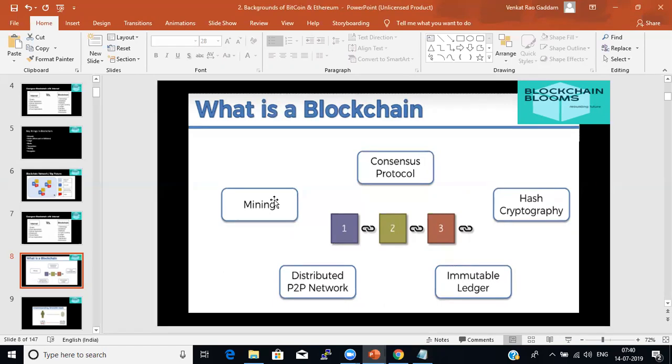We are talking about Bitcoin. In Bitcoin, the block creation time is about 10 minutes. In that 10 minutes, 8 minutes is for mining and 2 minutes is for consensus. Once again, we'll come back and see mining and consensus in depth.